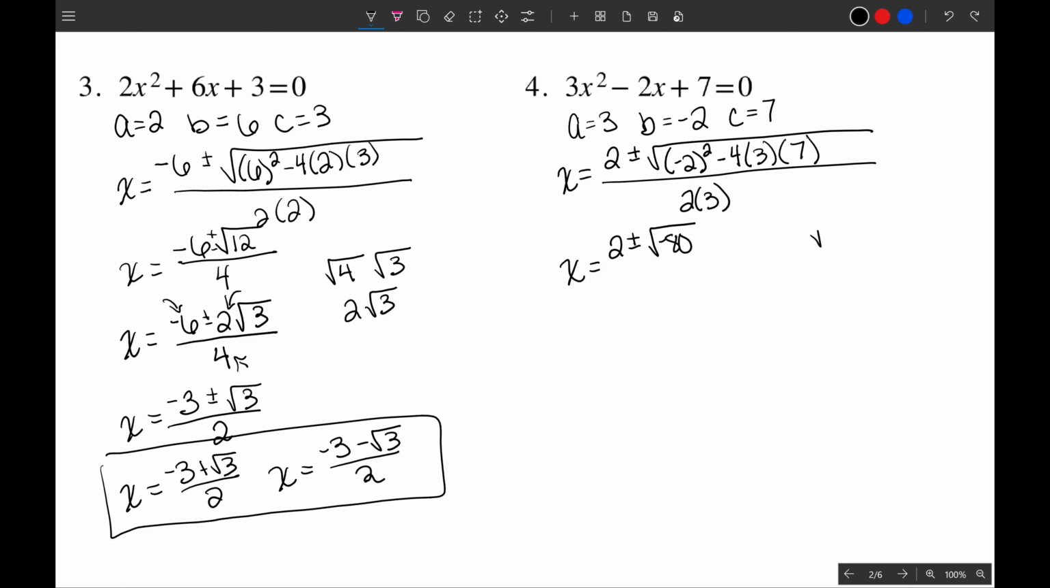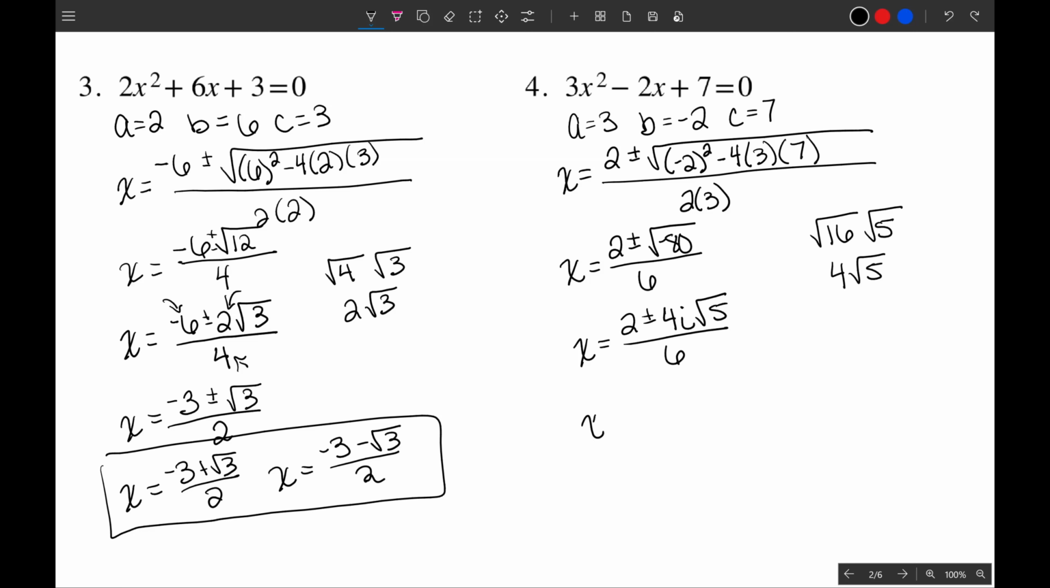All right, if you split 80 without doing a factor tree, it would be 16 and 5. So I would have 4 square roots of 5. But I don't want to forget that I had a negative. On the bottom, I have a 6. So x equals 2 plus or minus. I'm going to put that i in between the 4 and the square root of 5. So 4i square roots of 5 all over 6.